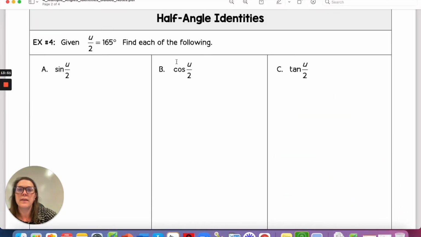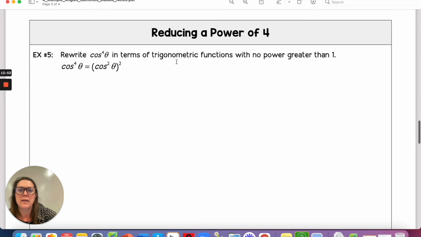Okay, so we got our half angle identities. Now our power reducings. So we're going to rewrite the cosine to the 4th power of theta in terms of trig functions with no power greater than 1. So what they're showing us here is a power of a power. So cosine squared theta, squared, is the same as cosine to the 4th.